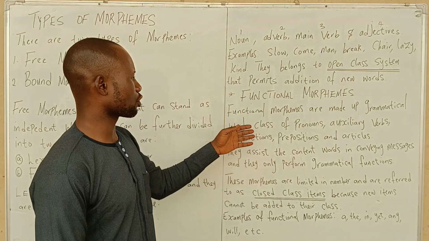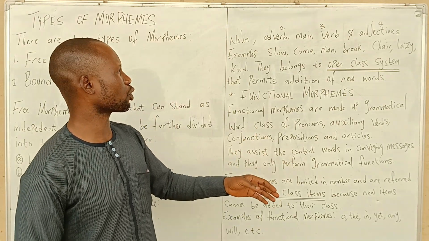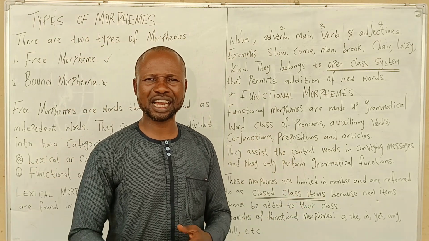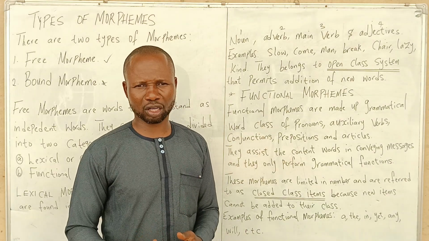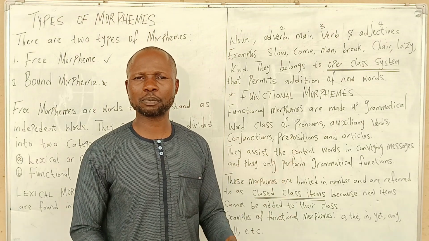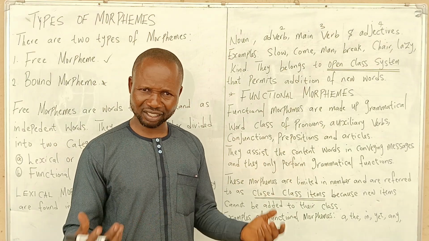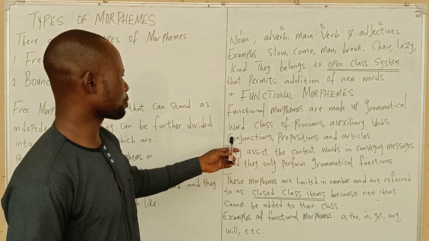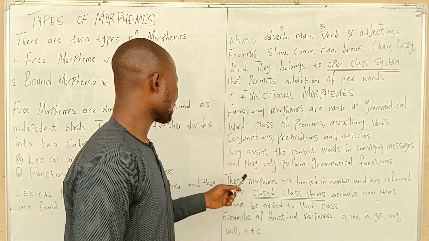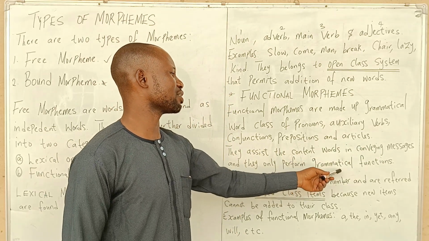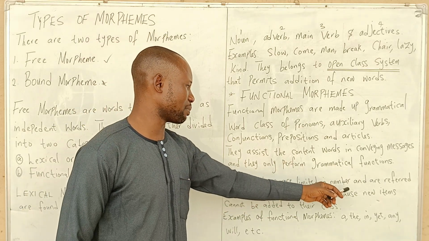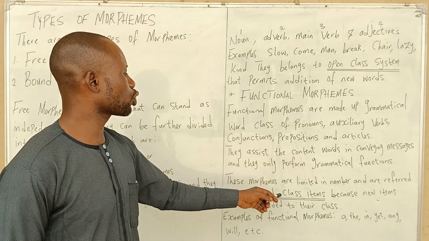So these functional morphemes further help what? Content morphemes in a sentence. That is just their work. That means functional morphemes help content morphemes in a sentence. All right, so let's proceed. They assist the content words in conveying messages and they only perform grammatical functions. That is just their meaning. So these morphemes are limited in number and are referred to as closed class items.